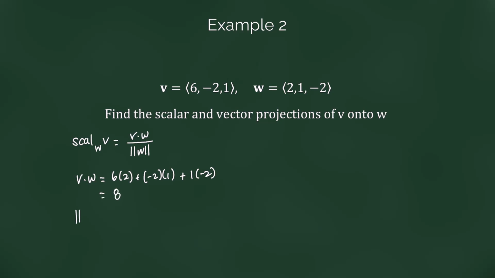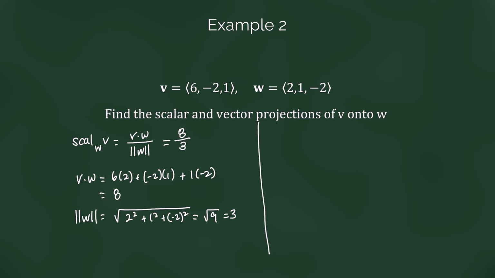The magnitude of W is going to be the square root of 2 squared plus 1 squared plus negative 2 squared, which is the square root of 9, which is 3. So we see that our scalar projection of V onto W is equal to 8/3. So that tells us that our vector has a length of 8/3 and it is pointing in the same direction as W.